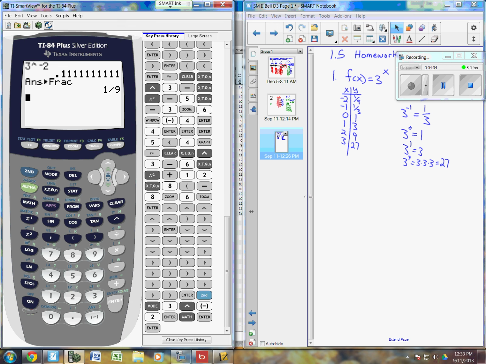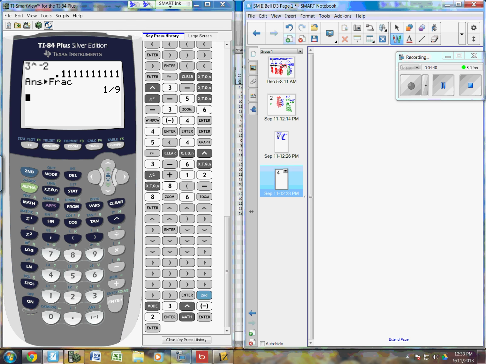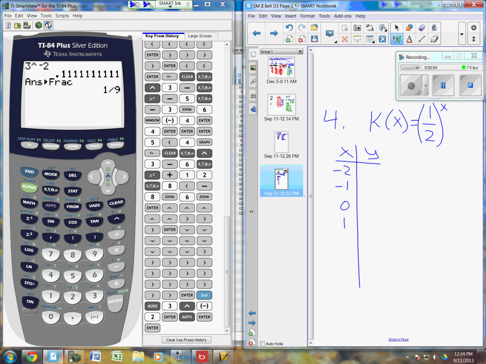I want you guys to go to problem number 4 on your homework assignment. You're given k of x equals 1/2 to the x power. And you're supposed to plug in all those numbers we just talked about: negative 2, negative 1, 0, 1, 2, and 3. And so I'm going to go 1/2 to the negative 2 power. What does this negative exponent mean again?